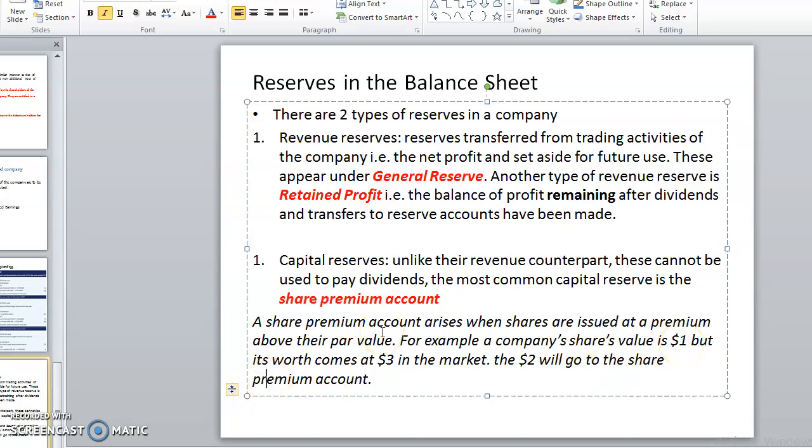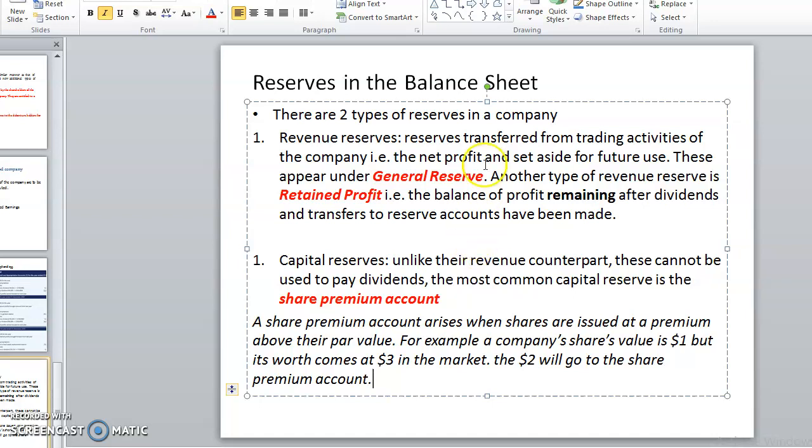So the money you are making over and above the par value. Par value means the nominal value, the stated value of your company's share. The extra money you're making over and above it will go to the share premium account. We call it the share premium. Premium means something extra you're earning on the sale of your shares. So these are the two kinds of reserves I needed to discuss with you before we proceed with the question solving part, the more practice part.